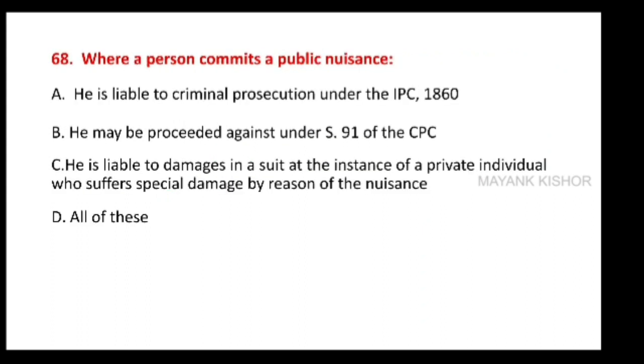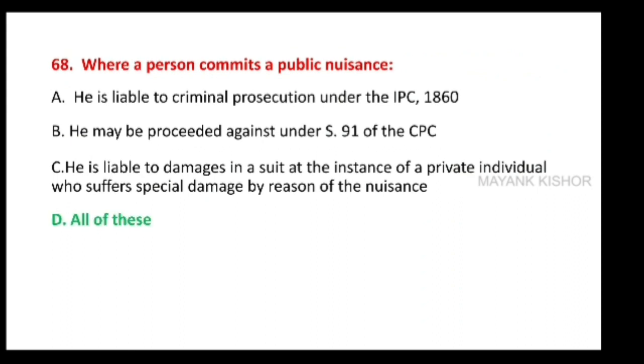Next question, question number 68. Where a person commits a public nuisance. Option A, he is liable to criminal prosecution under the IPC 1860. Option B, he may be proceeded against under section 91 of the CPC. Option C, he is liable to damages in a suit at the instance of a private individual who suffers special damage by reason of nuisance. And the last option is all of these. And the correct answer is option D, all of these.